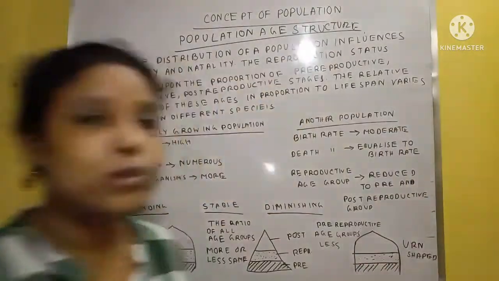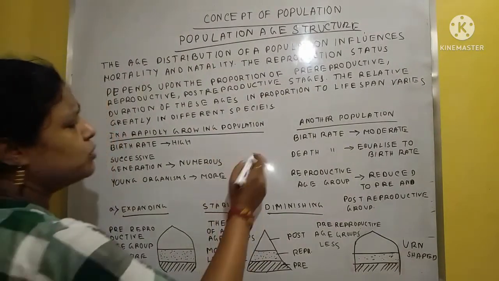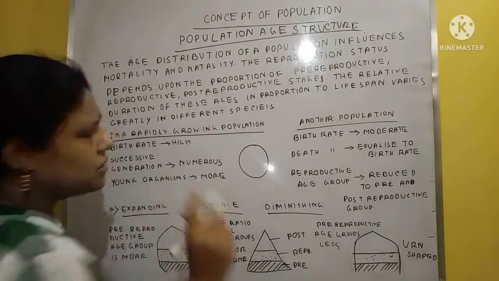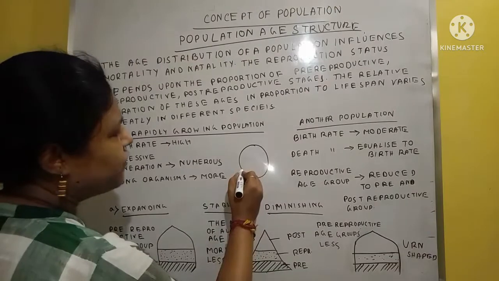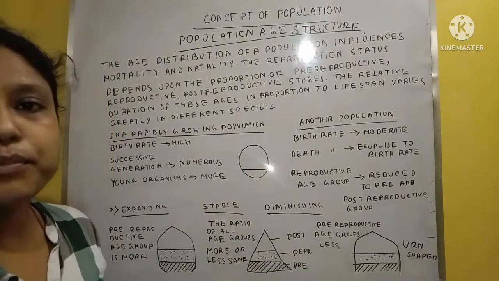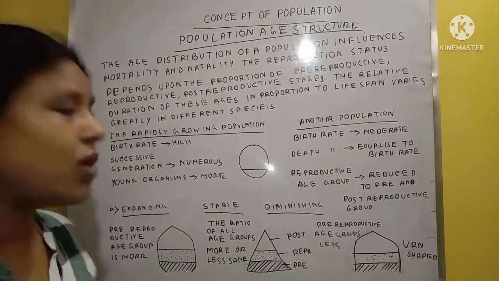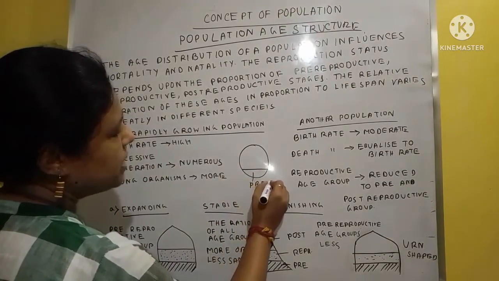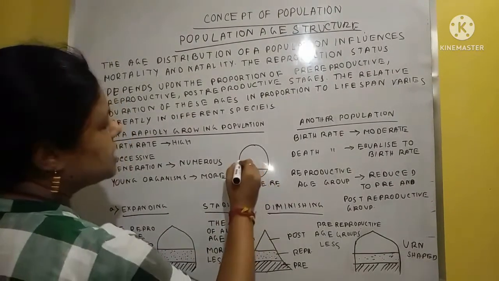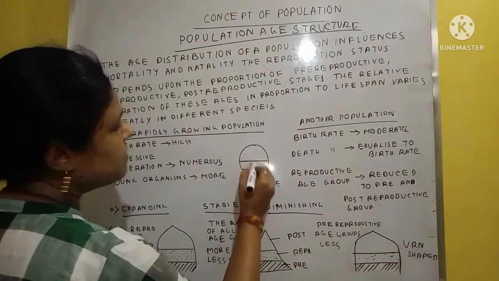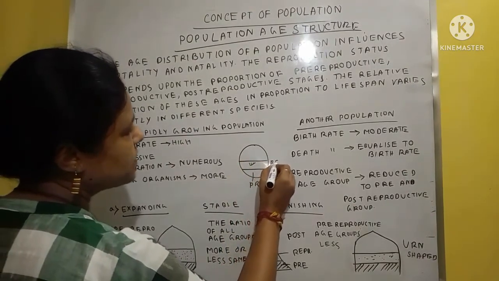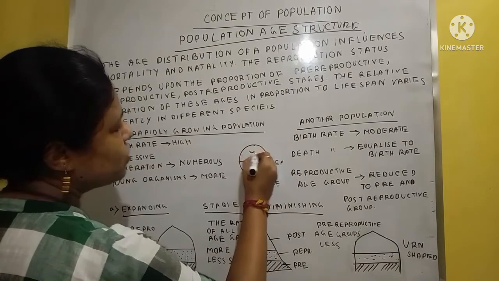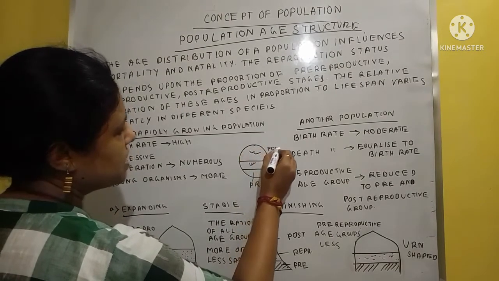Suppose these are the age groups. The first one is called the pre-reproductive stage, or the young ones. The second one, which is most important, is the reproductive stage. And the last one is the post-reproductive stage.